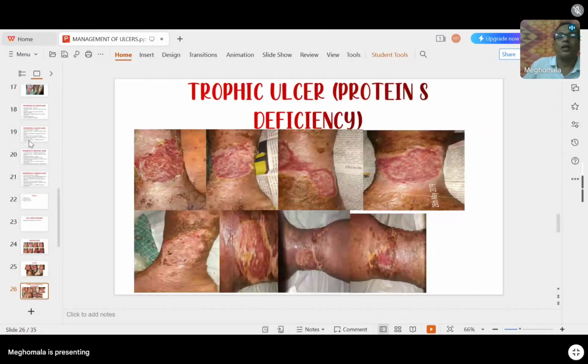This is a tropic ulcer. A female of around 70 years old, and it is a special case. She has protein S deficiency. She is the wife of a military personnel, and she was treated in the command hospital in Kolkata and all the big hospitals, and ultimately they diagnosed that she is suffering from protein S deficiency, and that it will never be healed.